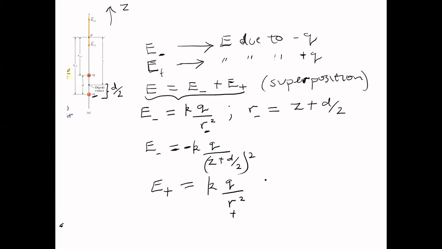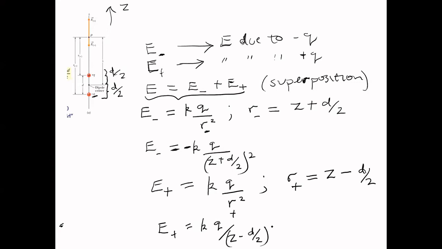So this R positive is, the distance from here to here is Z, but I have to remove this part. You can see that this part is nothing but D over 2. So the R plus is just nothing but Z minus D over 2. I hope we are moving together. So you find that this E plus will just be nothing but K times Q over Z minus D over 2, and everything squared.